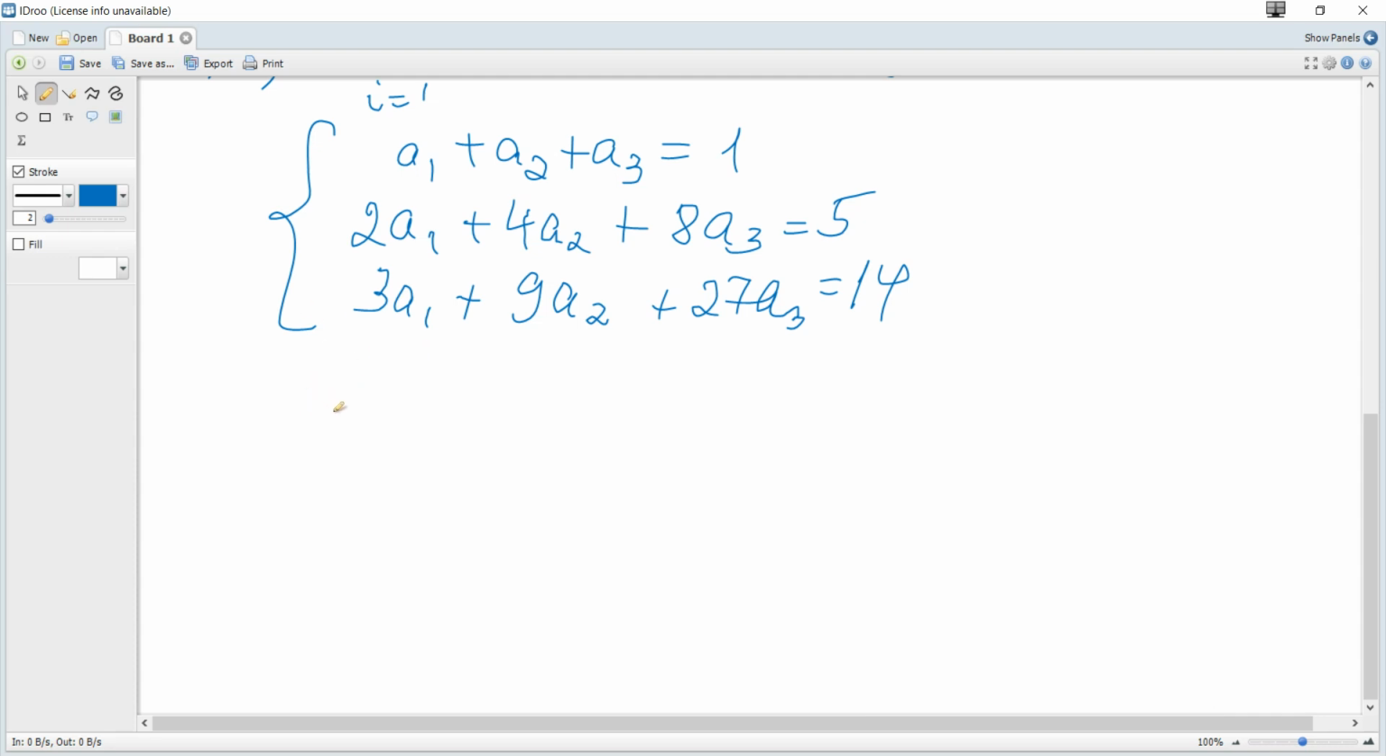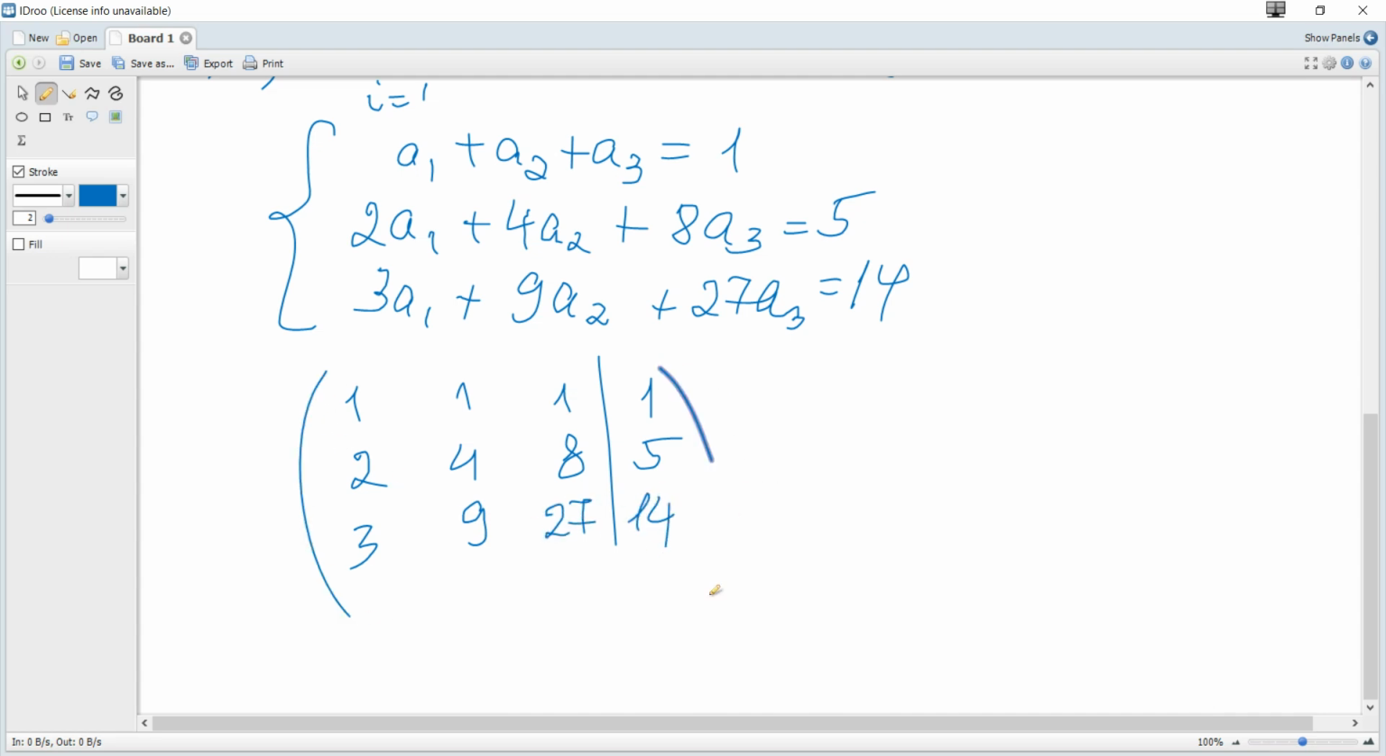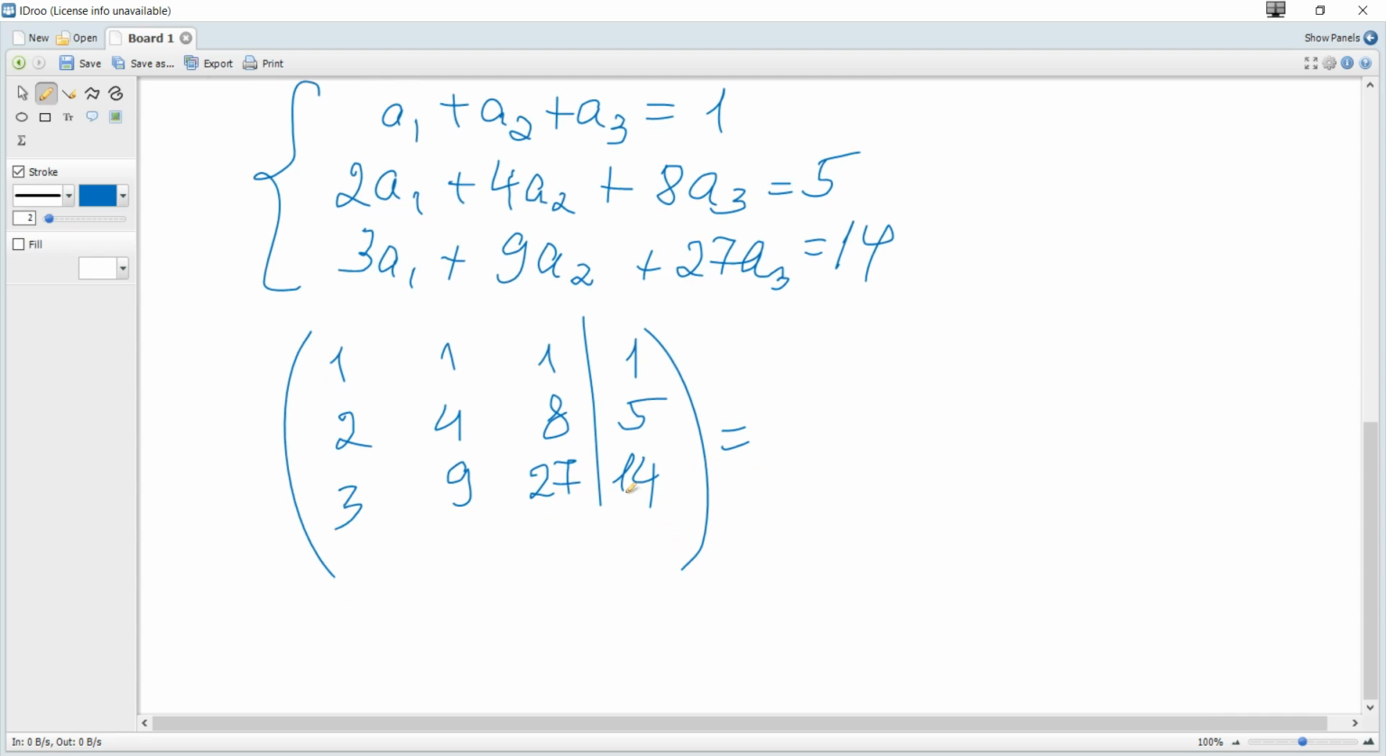We should write the augmented matrix, and it looks like this. We just write coefficients 1, 1, 1, and this value 1, and 2, 4, 8, 5, 3, 9, 27, 14. And if we add or subtract any row, if we consider any row plus or minus any combination of another row, we get an equivalent system.